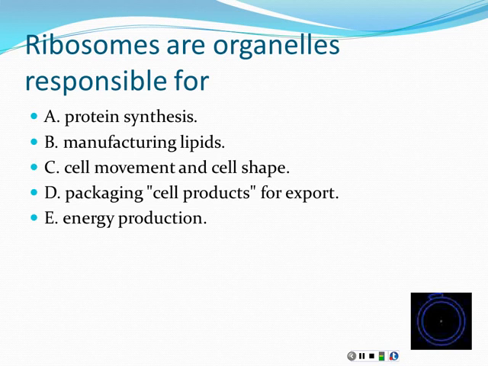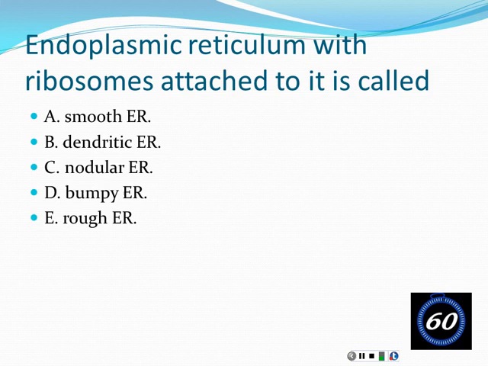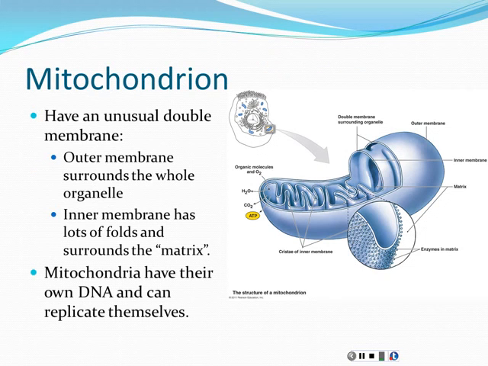B, manufacturing lipids, that would be the smooth endoplasmic reticulum. Cell movement and cell shape, that's the cytoskeleton. Packaging cell products for export, that's really the Golgi apparatus. And then energy production, that's the mitochondrion, but we haven't gotten there yet. All right, here, I'm going to skip that one.